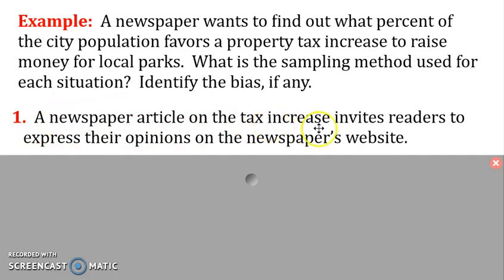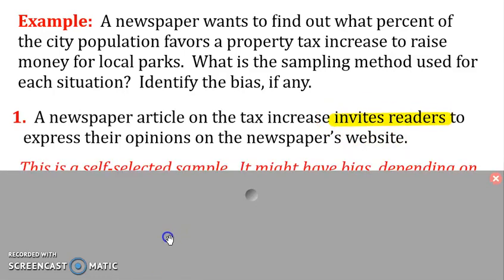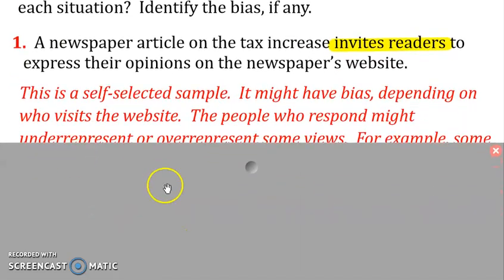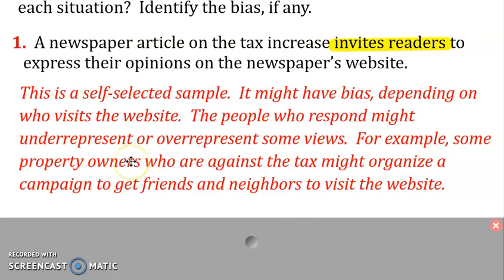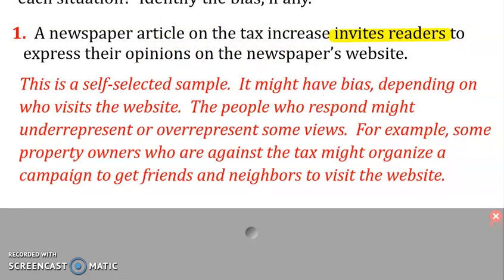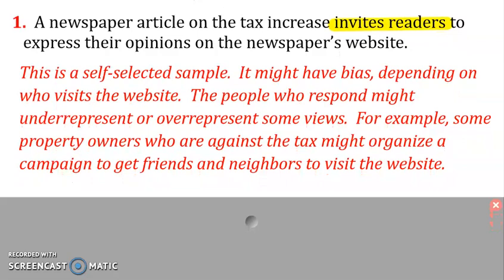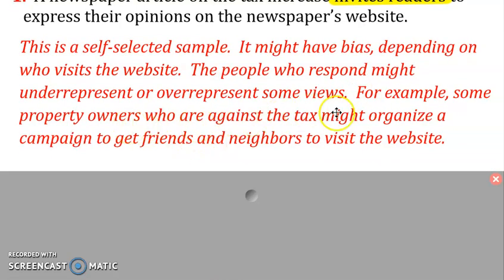All right, a newspaper article on the increase invites readers to express their opinions on the paper's website. This would be self-selected. People are choosing whether or not they want to partake. So they might have a bias because, depending on who visits that website, they might have a certain lean one way or the other. So certain viewpoints might be over or under represented. This also brings up another good point. If they're against the tax hike, they might campaign to get friends and neighbors to visit the site.